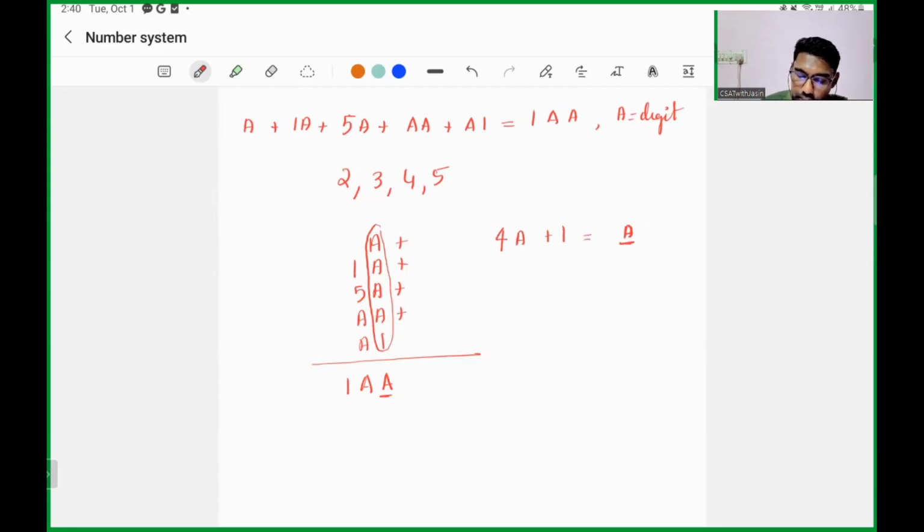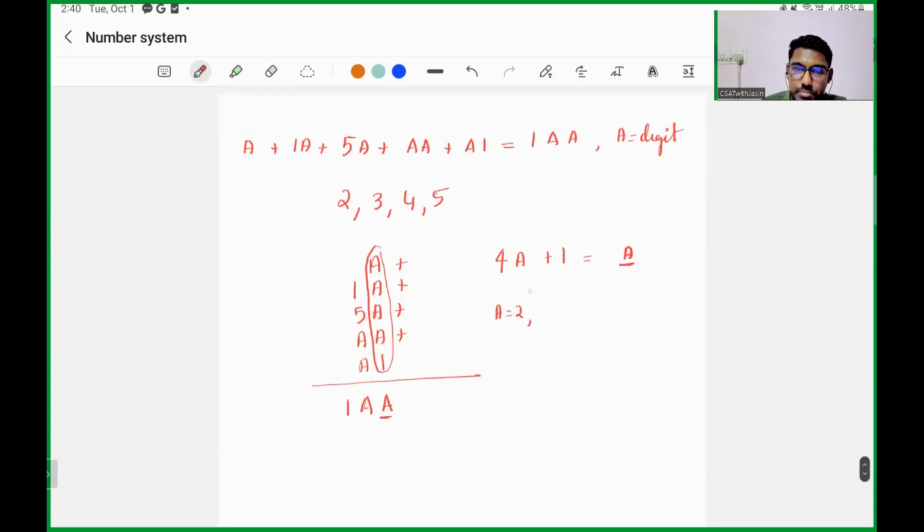So now you substitute each option. First option is A is equal to 2. So when we are substituting A is equal to 2, 4 into 2 plus 1. 4 into 2 is 8. 8 plus 1 is 9. So in the unit digit, you are getting 9. You needed to get A itself, or 2 itself. So this is wrong.